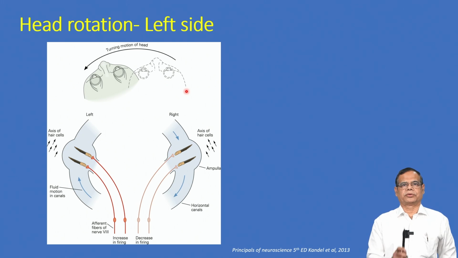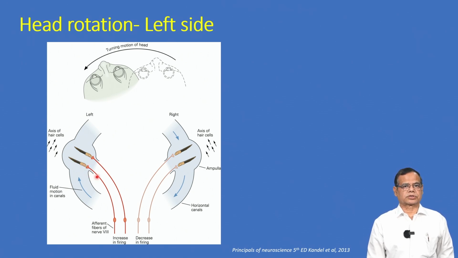When the head is rotated to the left side and gaze is fixed, what is happening? My eyes are moving towards the opposite side. How does it happen? This is the vestibulo-ocular reflex. So, in the vestibule, what do we have? We have the sensory receptors or the hair cells.